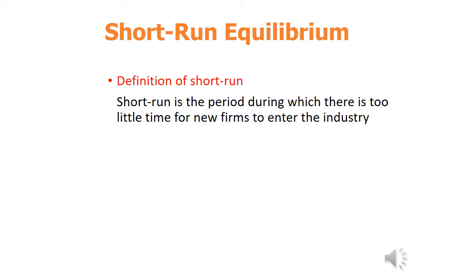But the definition of short run for perfect competition will be where the timing is too short for new firms to enter the industry. Later you'll see that there's a specific time that new firms will enter the industry, and we will stop the story before that, in the short run.